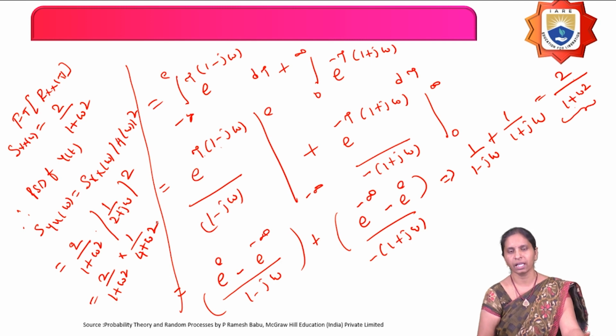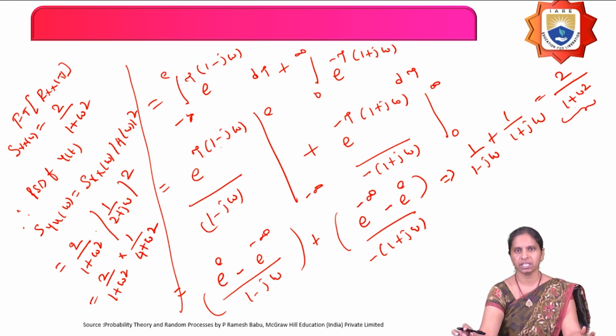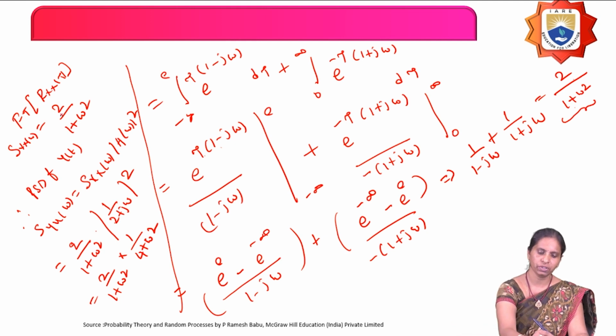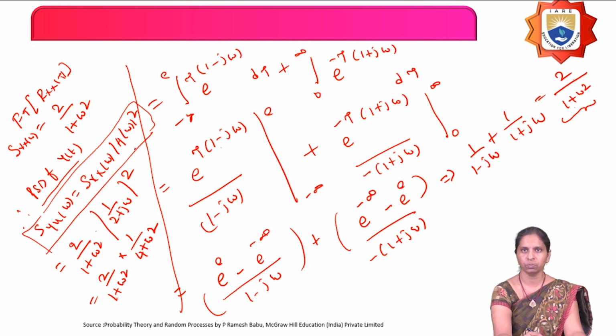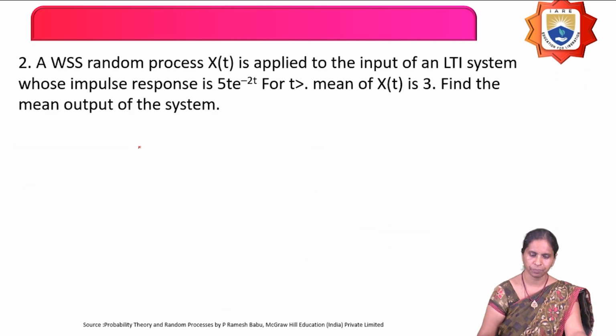So like that you can calculate, if they give the impulse response of the system and the autocorrelation of the input of the system, then you can calculate the power spectral density of the output by using this relation, that is Syy of omega equals Sx of omega into mod of H of omega square.